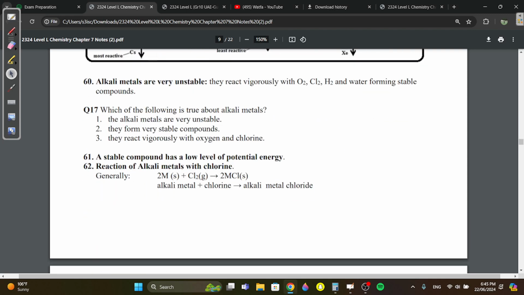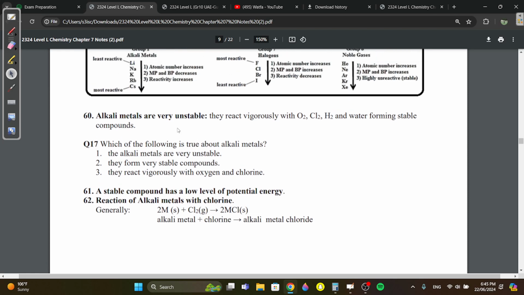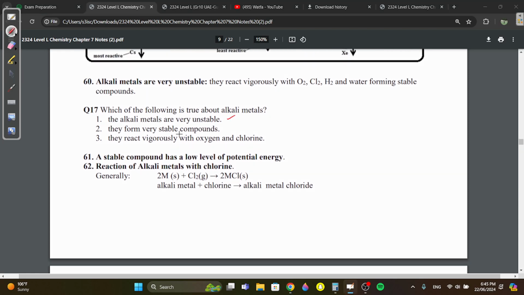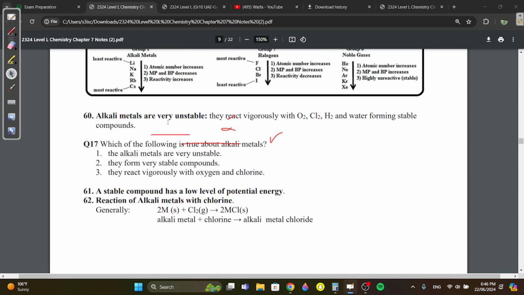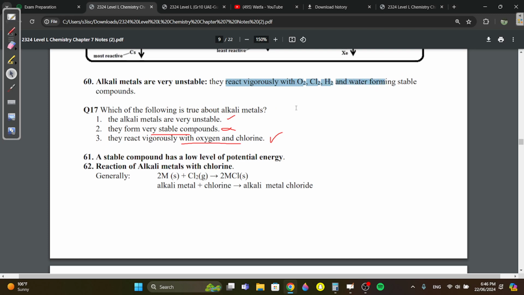Question 17. Which of the following is true about alkali metals? Alkali metals are very unstable. They're very reactive. We know that, yes. They form very stable compounds. No, I don't think they're stable. They react vigorously with oxygen and chlorine. Yes, they do. Alkali metals are very unstable. They react vigorously with O2. And after they react, they form stable compounds. I don't know if that's correct here. Let's just say it's correct, okay? Unstable and they react vigorously. Okay, I'm not sure, but I don't think they'll play with the words like this in the exam.